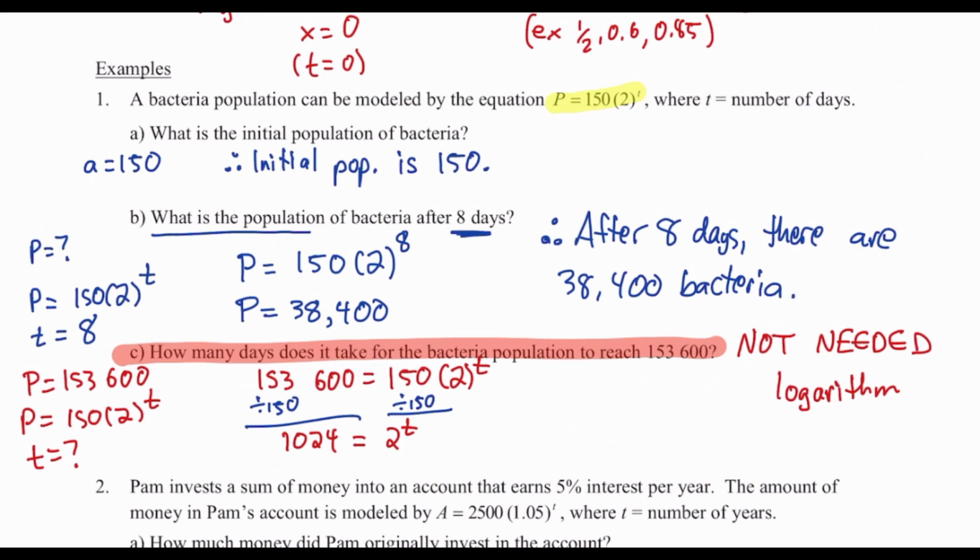I could guess and check. So in my calculator, I could just start guessing numbers, 2 to the power of 1, 2 to the power of 3, 2 to the power of 6. And I could try to guess a number that makes this equation, 2 to the power of what equals 1024. And that's a pretty straightforward number. I could probably figure it out. So logarithm was the first method, or we can use guess and check.